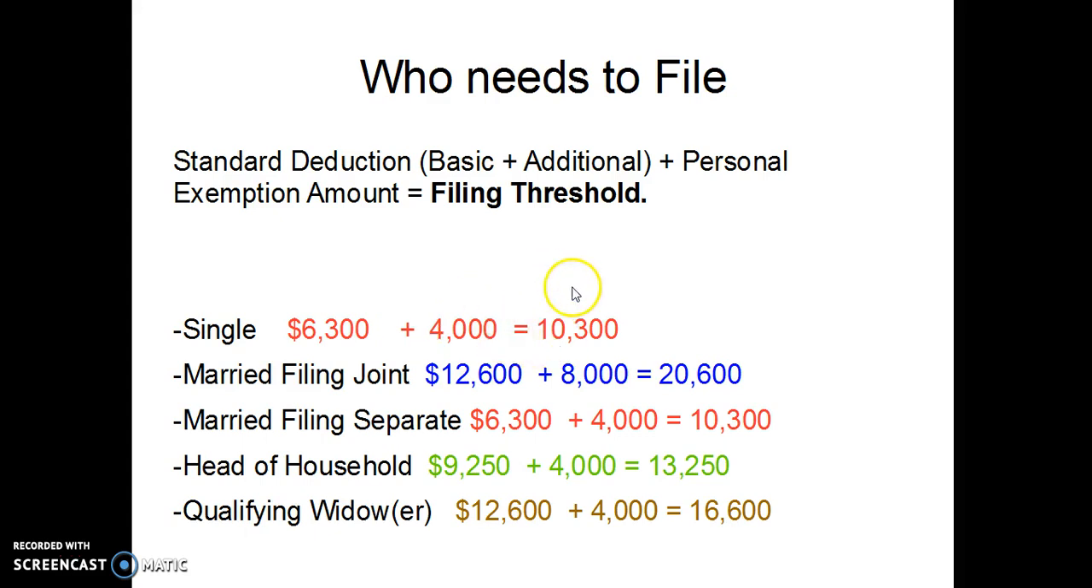This could be more again, if the taxpayer is over 65 and is blind. If you notice, for married filing joint, we have 8,000 because there's 2 individuals, so that's a higher number, and it just works that way for the others as well. To come up with the filing threshold, just take the standard deduction plus the personal exemption amount.